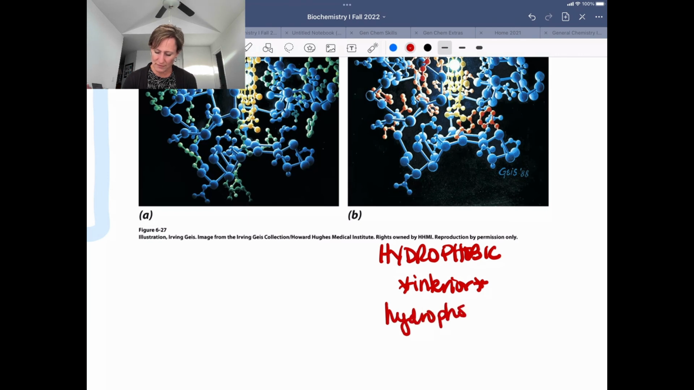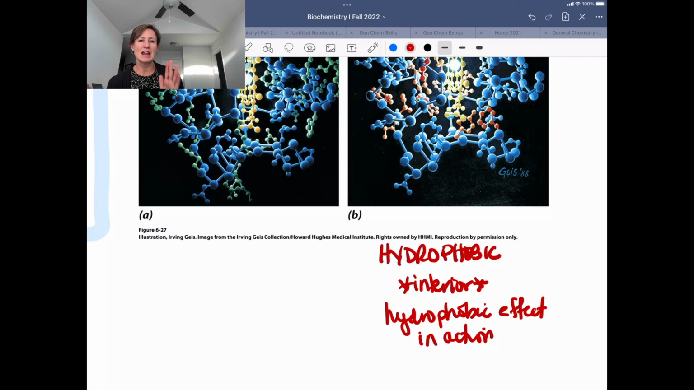Hydrophobic effect in action. The hydrophobic effect is the tendency of nonpolar molecules to minimize their contact with water. So if we've got side chains that are greasy, they want to be on the interior of a protein. Okay? Contrast that with what we see with these green residues. The green residues are hydrophilic.